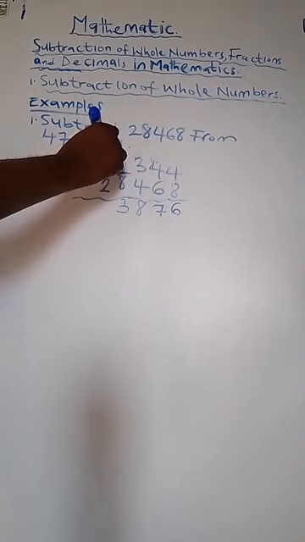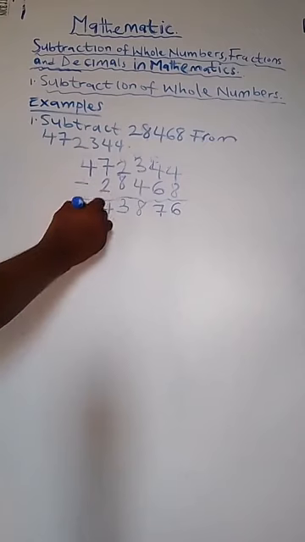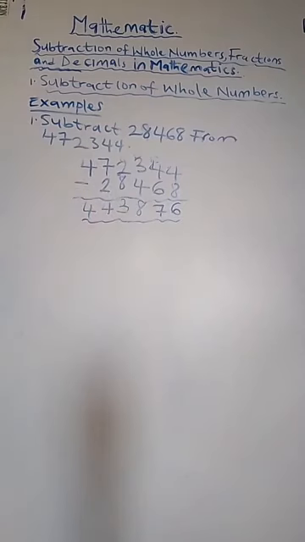Now, here, you are no longer having 7. You have 6. So 6 minus 2 is 4. Then you have 4 here. So this is the final answer for this question. So that is a step-by-step way of performing subtraction operation on whole numbers. Let's look at another example to understand subtraction operation better.